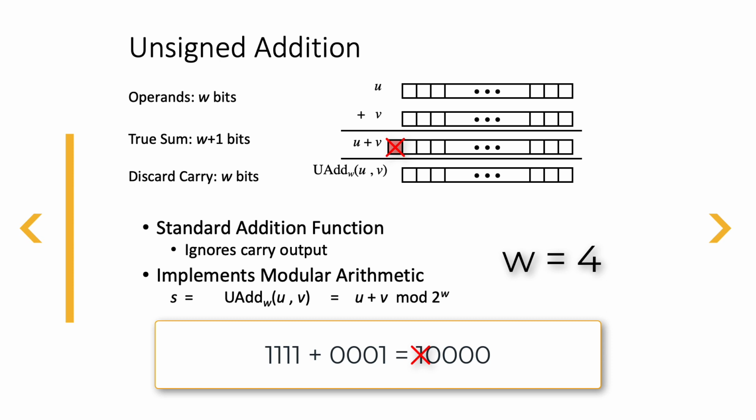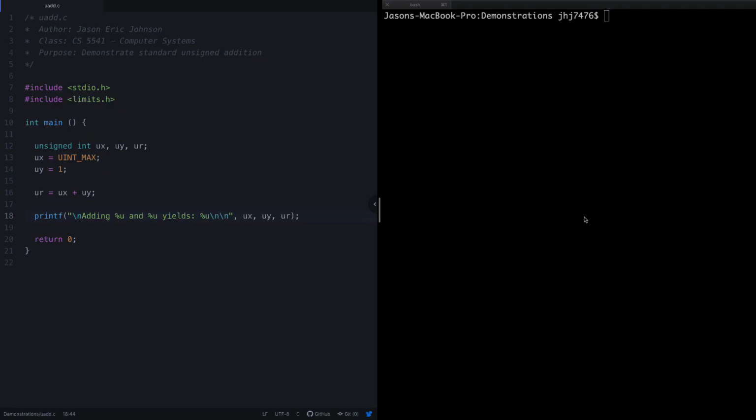Now, that's how the standard addition function operates. There are implementations where you could actually take that carry bit and move it around to the least significant bit and add it back in. But that's not how the standard function works. And we can actually see this by doing a little code demonstration. So what I've got here is just a little demo file that I banged out to show you what this looks like in code and how it acts.